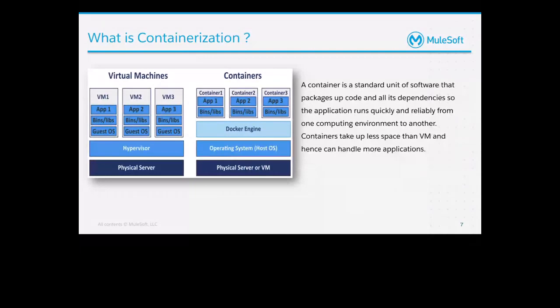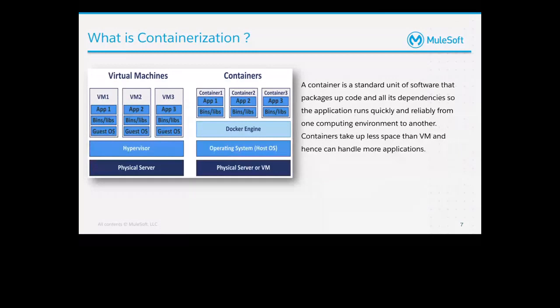So now we're talking about containers. What exactly does the word container describe? It is self-sustaining. It has everything for itself to function independently. A container is a standard unit of software that packages your code and all its dependencies, so that the application can run quickly and reliably from any computing environment, right? And you can port it, right? It gives you portability. And containers take up very little space compared to a VM, and hence can handle more applications, right? So you're getting more in less.